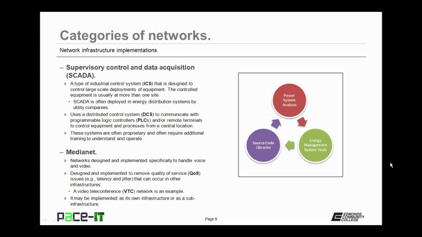The last special mention on categories of networks is the media net. It's a network designed and implemented specifically to handle voice and video. They are designed and implemented to remove quality of service issues like latency or jitter that can occur in other types of infrastructure. A video teleconference network, or VTC, is an example of a media net. They are often implemented as their own infrastructure or as a sub-infrastructure of a larger network.